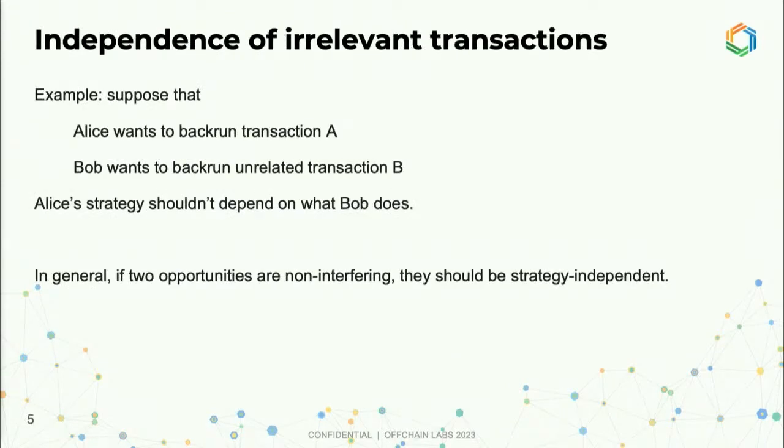Here's what we mean. Suppose that Alice wants to backrun some transaction A, and Bob wants to backrun some transaction B, and those transactions are unrelated. They're trading, let's say, in different quantities. So Alice's strategy in how she goes about this, what she submits, how she bids, et cetera, should be independent of what Bob does. Alice's strategy space should be independent. Or in other words, if two opportunities for MEV are non-interfering, then they should be strategy independent. So the strategy of one is independent of what people in the other one do, or even of the existence of the second one.